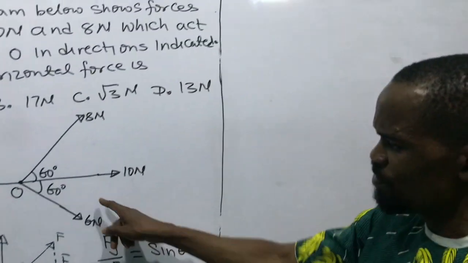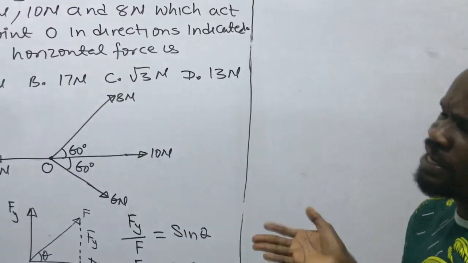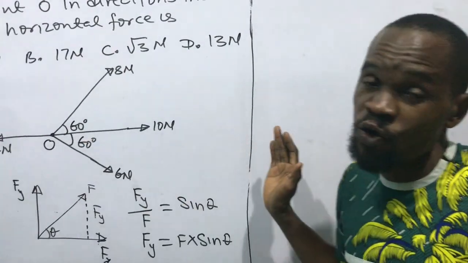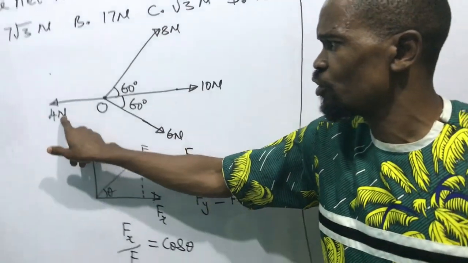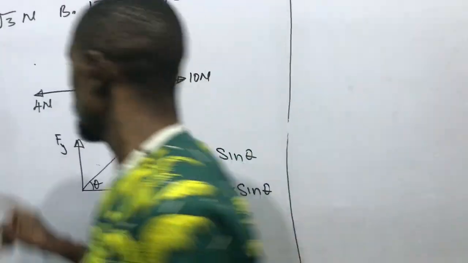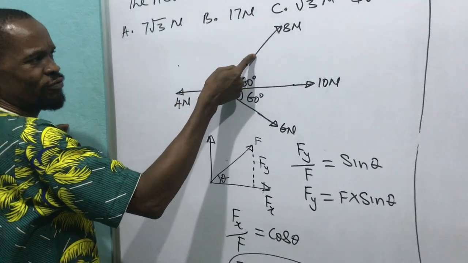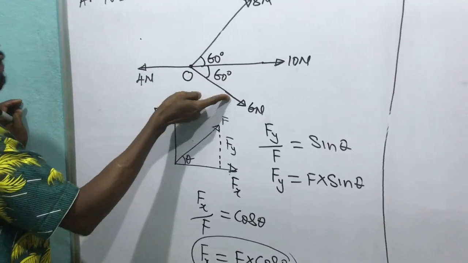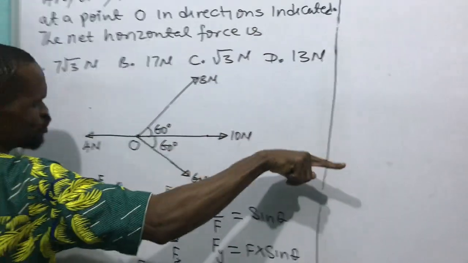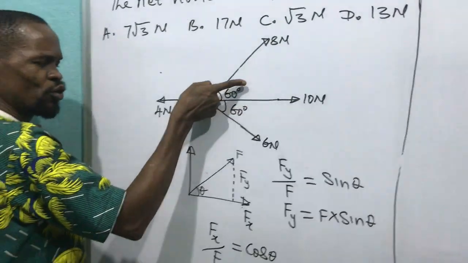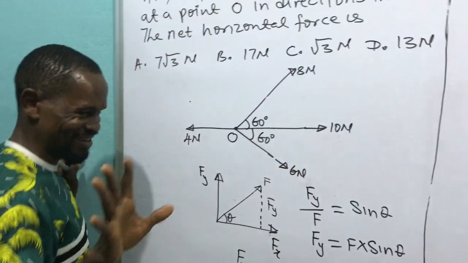Therefore, what they ask me here is the horizontal. They didn't ask me for the vertical. They said resultant in horizontal. You look at this horizontal: this force is acting this way, this one is acting this way. Therefore, I needed to resolve this force horizontally, and when you resolve this force horizontally, you know that it will move this way. I think you get me right.